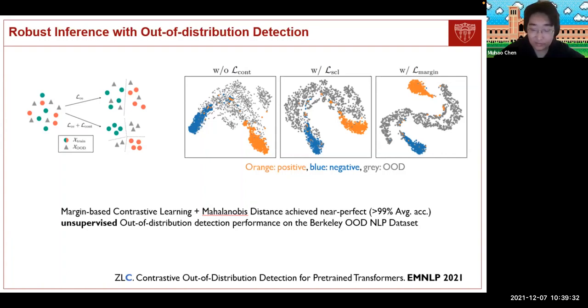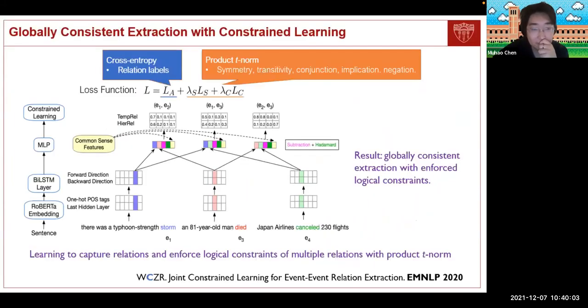And we are able to achieve near-perfect performance on the out-of-distribution detection data contributed by UC Berkeley, in which they mixed 20 different tasks into the same dataset. But you can alternatively treat one task-specific dataset as in-distribution, and the model should identify all the data from the rest of the tasks. But of course, those data from the rest of the tasks you haven't seen in training. Okay, next, please.